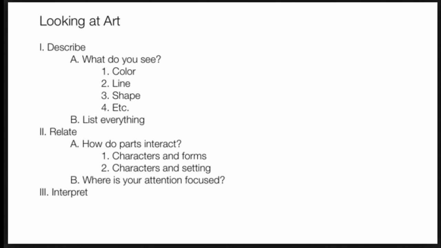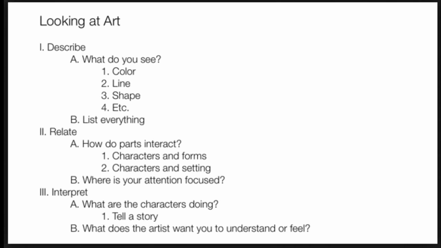Here we're supposed to ask, what are the characters doing? So we'll go ahead and make that our first supporting idea. And because we're supposed to tell a story as part of that question, we'll make tell a story a detail. Then we're also supposed to ask the question, what does the artist want us to understand or feel? Since that's a new question, we'll make that a new supporting idea. And that's it. That's our outline of the describe, relate, interpret process.